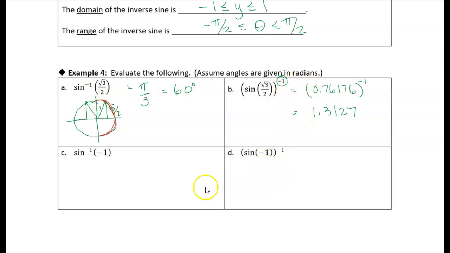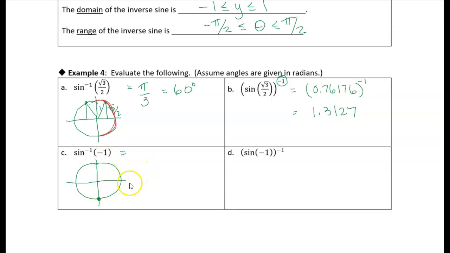All right, let's take a look at another example. Here we have the inverse sine of -1. Okay, so we have a sine value of -1, and we want to know what is the corresponding angle. So again, I'm going to draw my unit circle. Where is the sine -1? The sine is the y value, so we're down here, right? The y value of that point is -1.